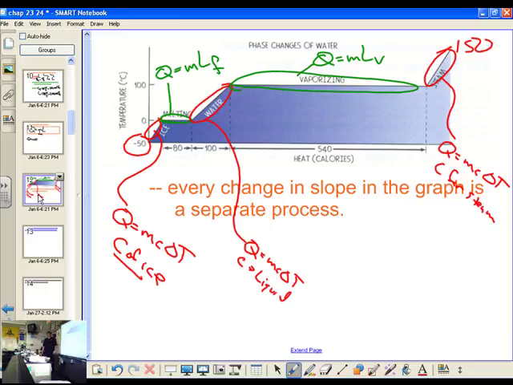So if it goes from steam to liquid, then we have to put a negative sign. It'd end up being a negative sign to show which direction, which would be losing energy.